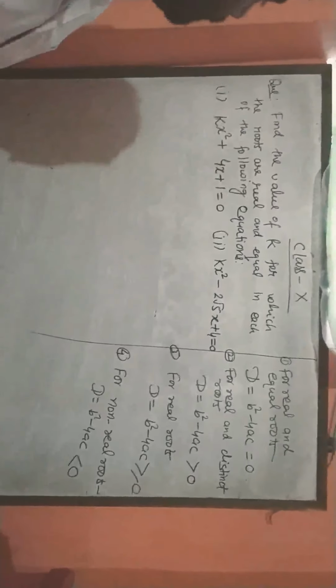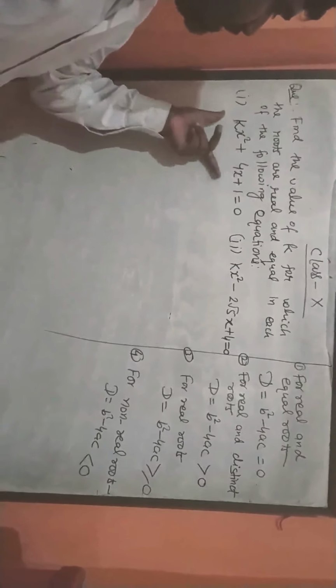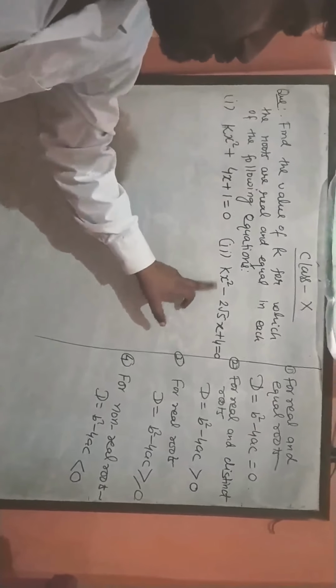Find the value of k for which the roots are real and equal in each of the following equations. First, kx square plus 4x plus 1 equal to 0, and second, kx square minus 2 under root 5 into x plus 4 equal to 0.